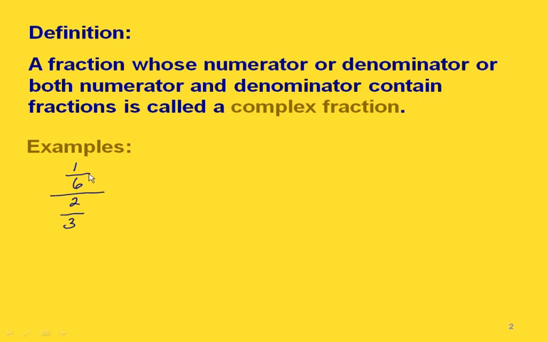Here we have 1/6 over 2/3. Since in this case both the numerator and denominator contain fractions, this is a complex fraction. Another example would be this one. In the numerator we have 1/6 plus 1/2, and in the denominator 1/3 plus 3/4.